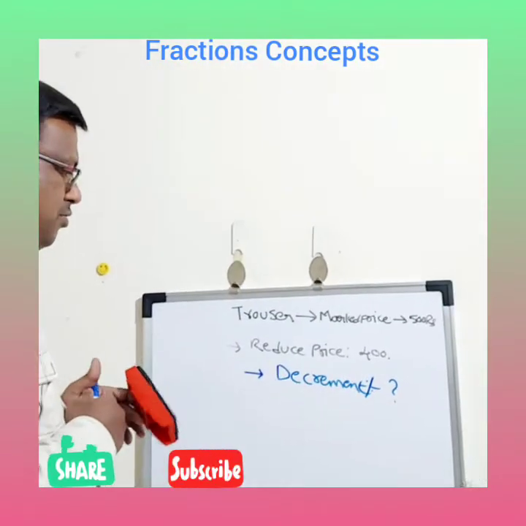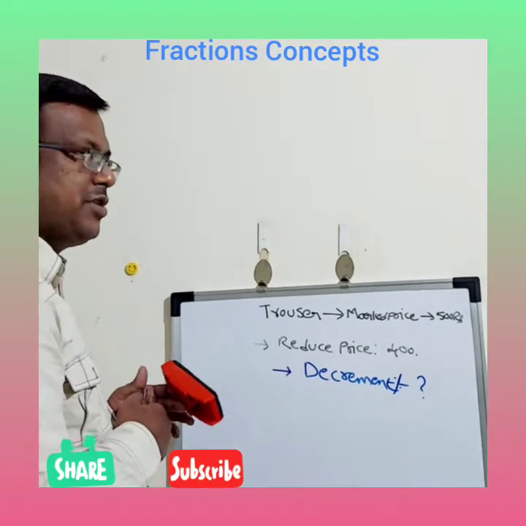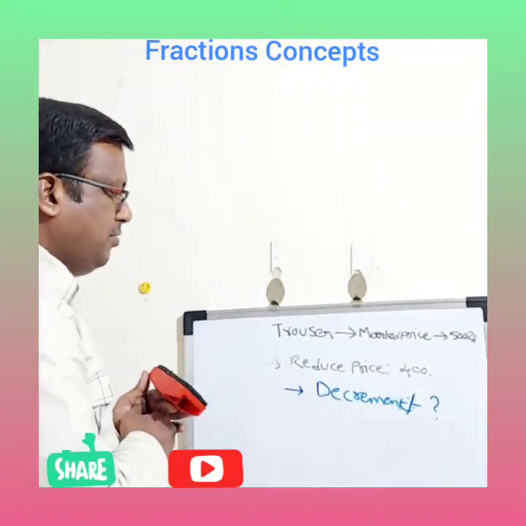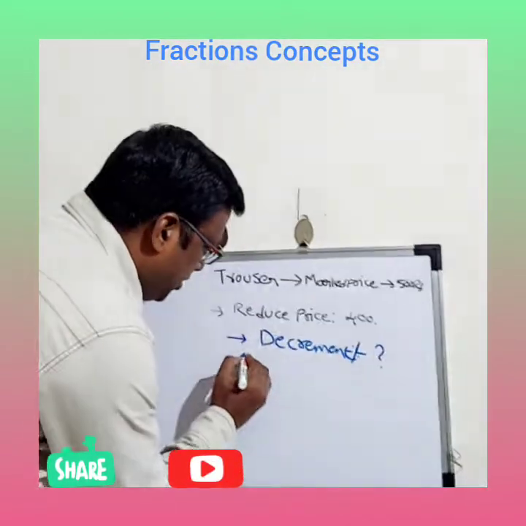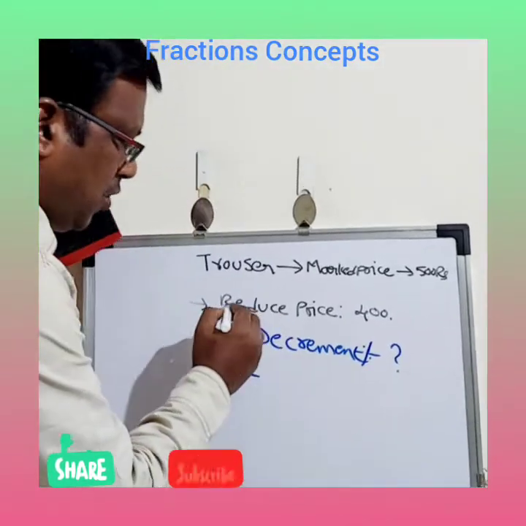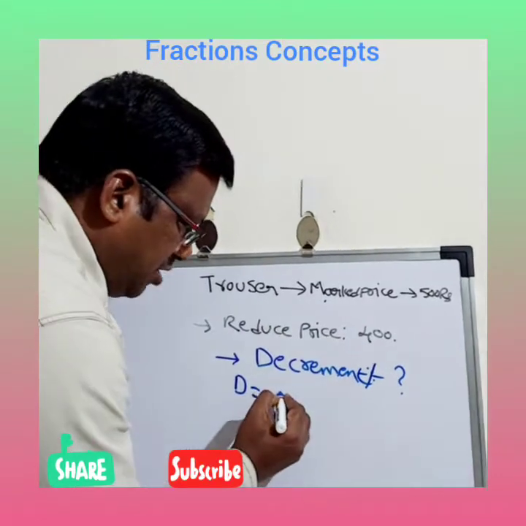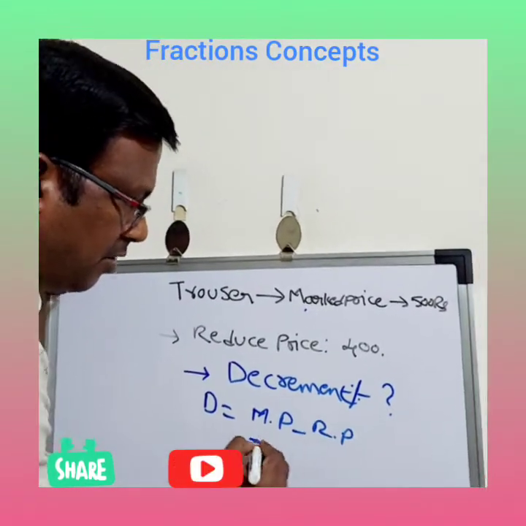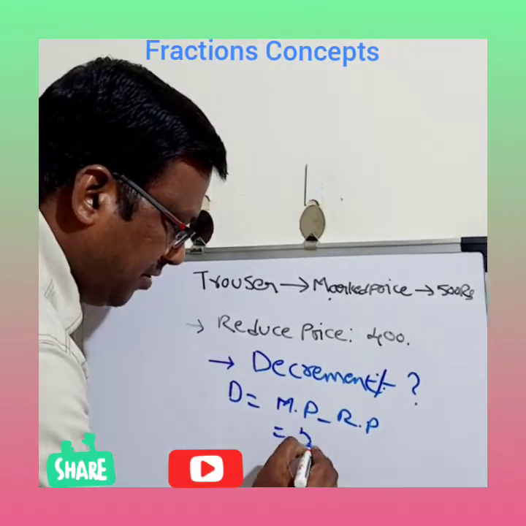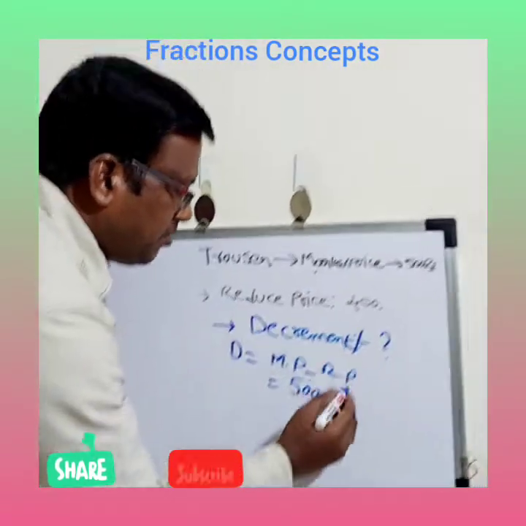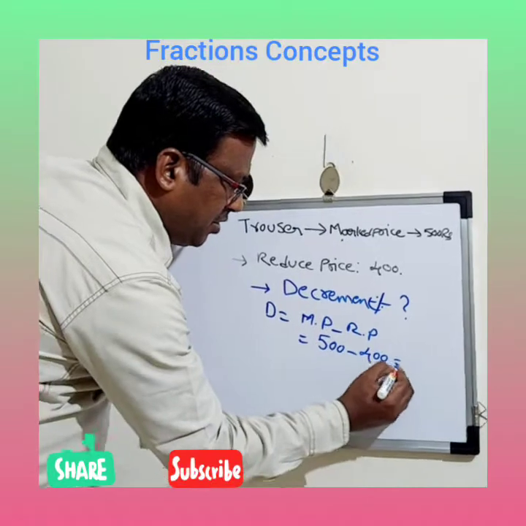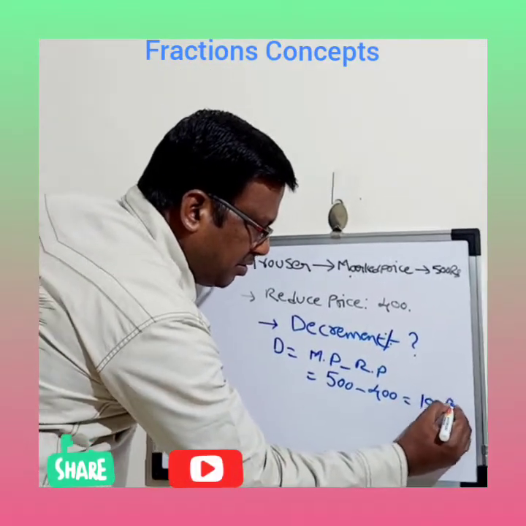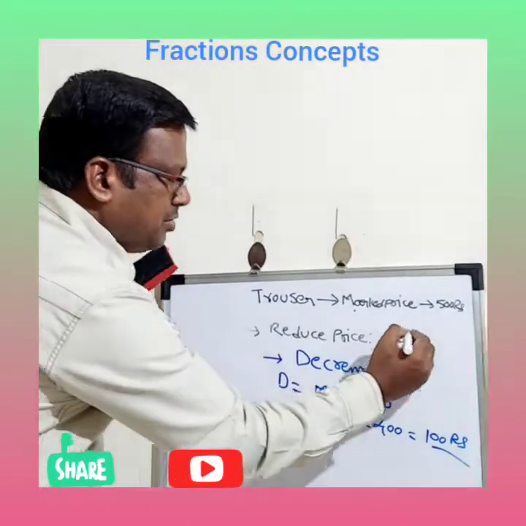So here, if you want to find the decrement percent, what is the first thing? First, you have to find the decremented value. Decremented value D is equal to the mark price MP minus reduced price RP. What is the mark price? 500. What is the reduced price? 400. So 500 minus 400 is 100 rupees, because these values were given in rupees.